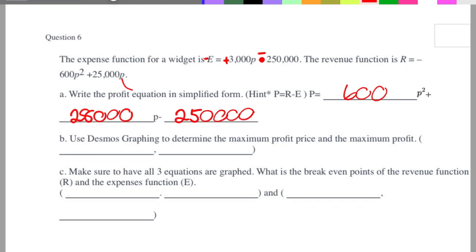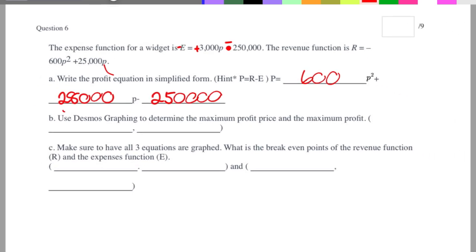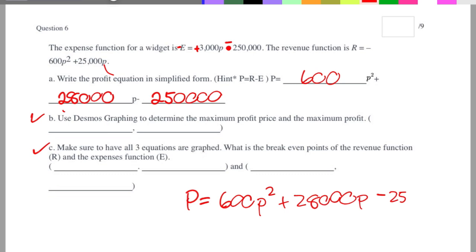250,000. Easy money. Now from here, we would go into Desmos to graph this to get the max profit and also those break-even points. I will let you guys do that in Desmos. Again, this is going to be your profit function: P equals 600P squared plus 28,000P minus 250,000. If you graph that, you'll be able to find your max price and profit.